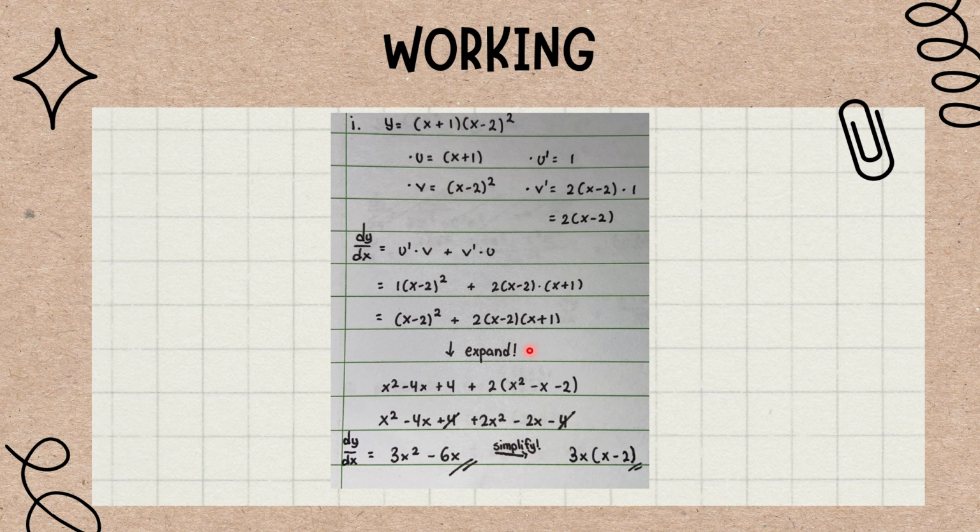Then we can still expand it to become x squared minus 4x plus 4 plus 2x squared minus 2x minus 4. Then using simple addition and subtraction, we can find dy over dx equals 3x squared minus 6x. Then we can simplify it to 3x times (x minus 2).